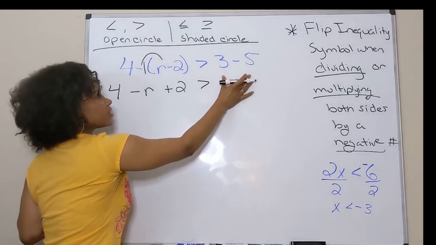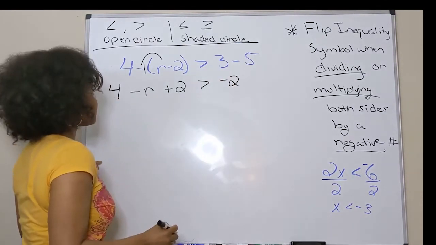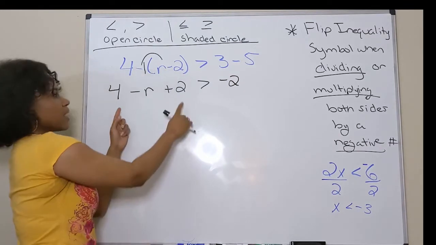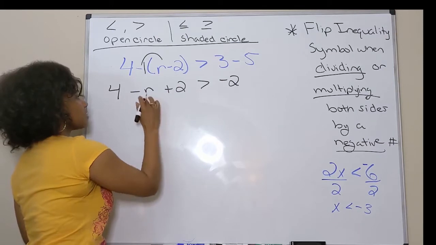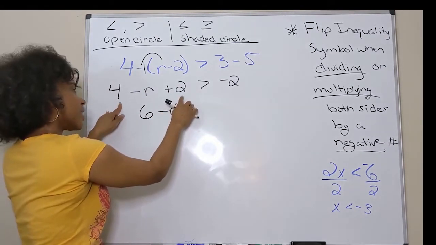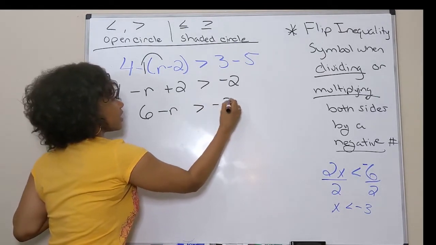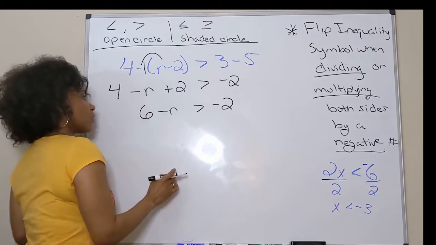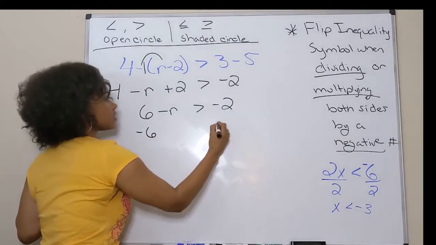Simplifying my right-hand side, I get 3 minus 5, that is negative 2. My like terms over here are 4 and 2, that is 6. Bring down my r, and again, these are like terms because they're both constants. They don't have a variable attached. Bring down the negative 2. I want to get my r by itself, so I subtract 6.